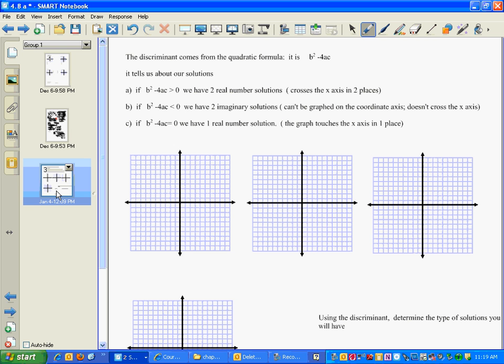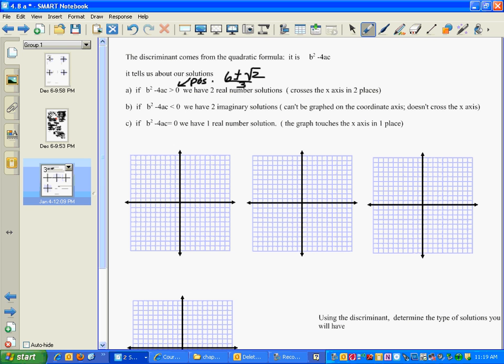So the part that's under the square root, the b squared minus the 4ac, is called the discriminant. And that tells us what kind of solutions we have. So think about it. If that value is greater than 0, which means positive, like 6 plus or minus 2 over 3. So the value under your square root is positive. Doesn't that make sense that the graph would cross the axis in two areas, right?